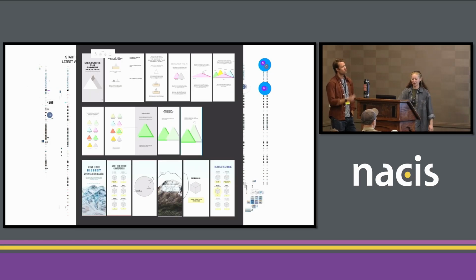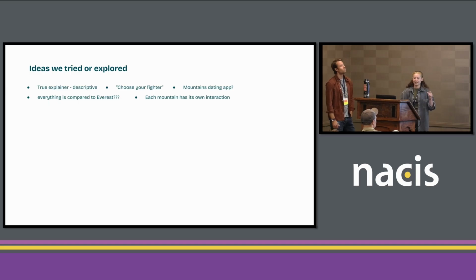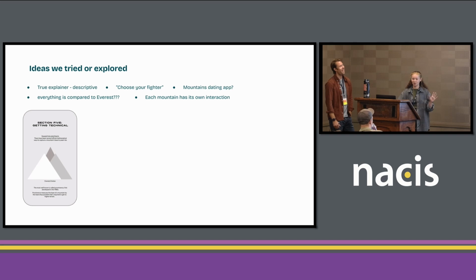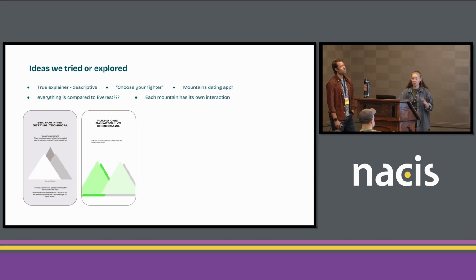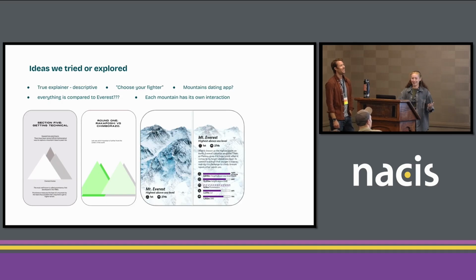So just more storyboarding, but getting into how we came up with how we were gonna do the interactive. We tried a bunch of different ideas. We tried a true just explainer, this is the measurement, this is how it works, here you go. We tried a choose your fighter style video game idea, where originally you were gonna pick a mountain and it was gonna compare it to another mountain. There was gonna be a lot of huzzah, this one wins. We tried the idea of a mountains dating app, you swipe left or right depending on if you agreed with this.